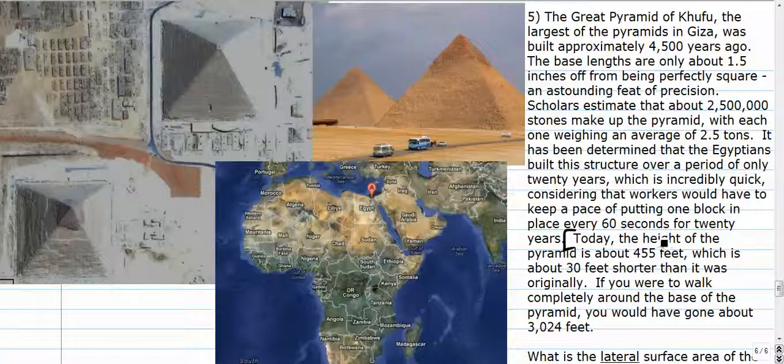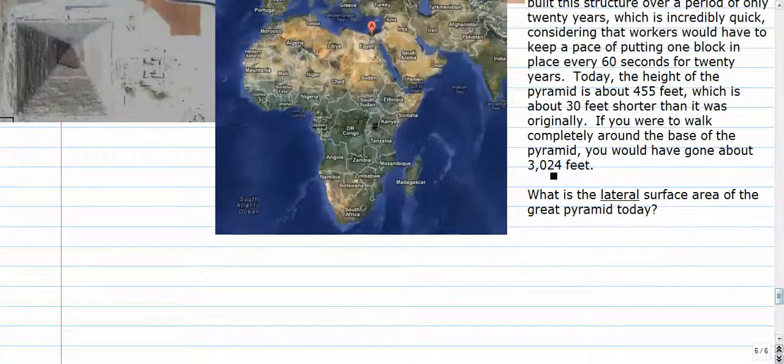It says today the height of the pyramid is about 455 feet. So that means the distance from here to here, from the top straight down through the pyramid, is 455 feet. And it says that it used to be a little bit taller than that, but with erosion, things change. I think actually the Great Pyramid of Khufu is the one back here, but it doesn't matter. But anyway, it's 455 feet tall. If you were to walk completely around the base of the pyramid, you'd have gone about 3,024 feet.